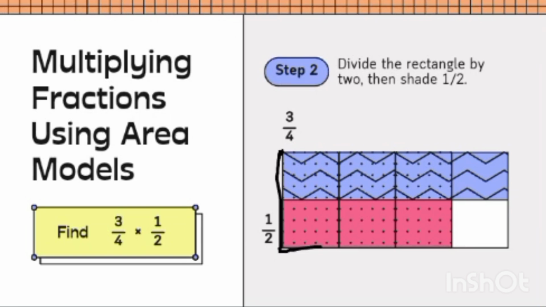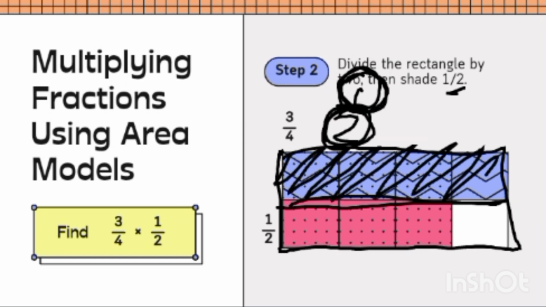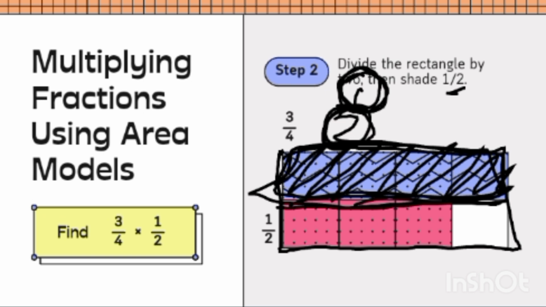Then our second step is to divide the rectangle into 2 parts and shade 1/2. Why do we divide it into 2 parts? Because 2 is our denominator, and 1 is our numerator. So we color one part out of the 2.